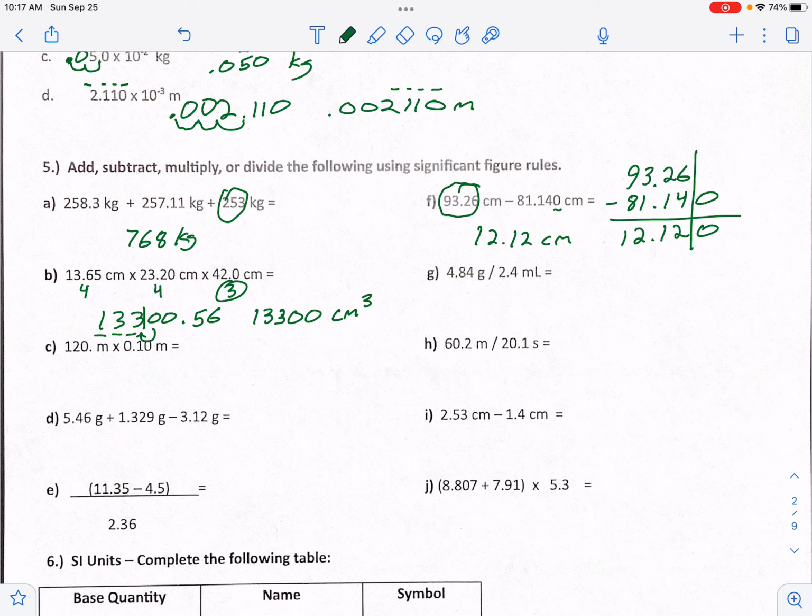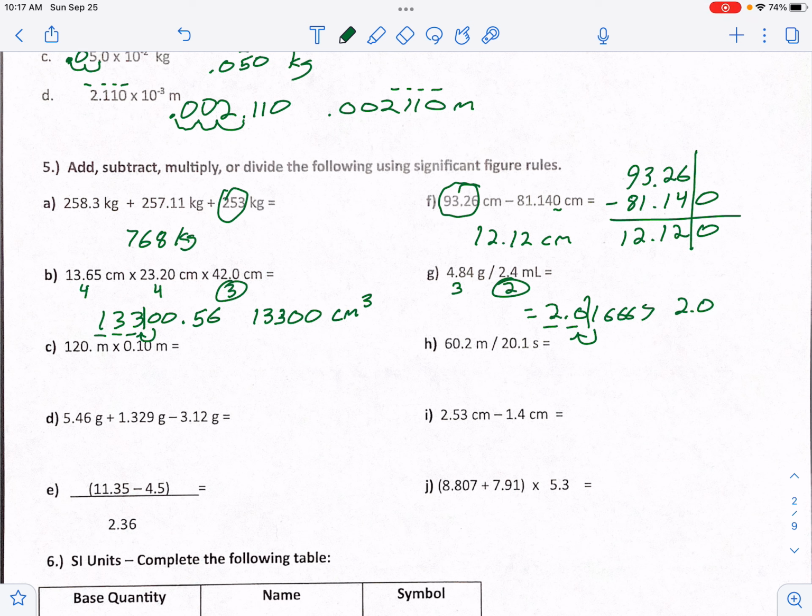Now I'm looking at G, 4.84 divided by 2.4. I have 3 sig figs here and 2 sig figs here, so my answer can only have 2. When I type it in the calculator, I get this long decimal number, 2.016667, and I only need 2, so I count 1, 2, and draw my line. This 1 tells me I am not going to round up, so my answer comes out to be 2.0.